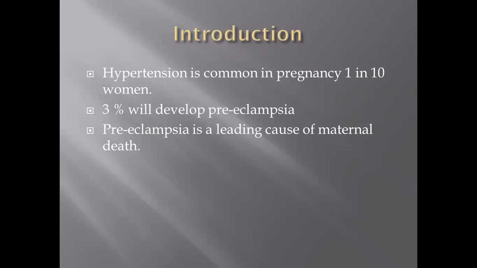Preeclampsia is a leading cause of maternal death. Preeclampsia is also associated with fetal risk, like fetal growth restriction. Some women will enter pregnancy with high blood pressure, meaning that they have chronic hypertension. And patients with chronic hypertension have both maternal and fetal risk.